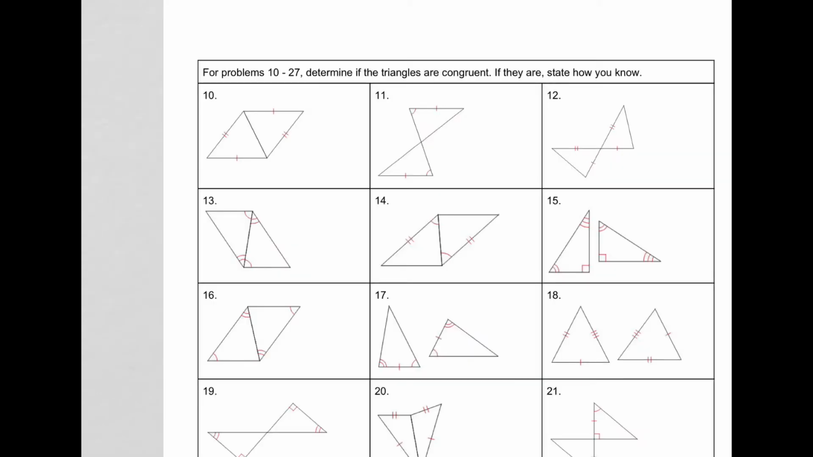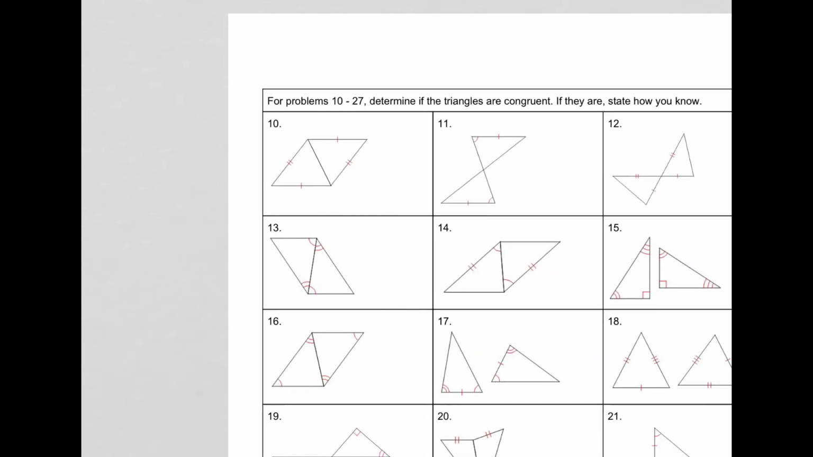Alright, so for 10 through 27, you are determining if the triangles are congruent and how they are. So remember, we have 5 different ways. We have side, side, side; side, angle, side; angle, side, angle; angle, angle, side; and then finally hypotenuse leg. And it all depends on the information you're given in the problems.